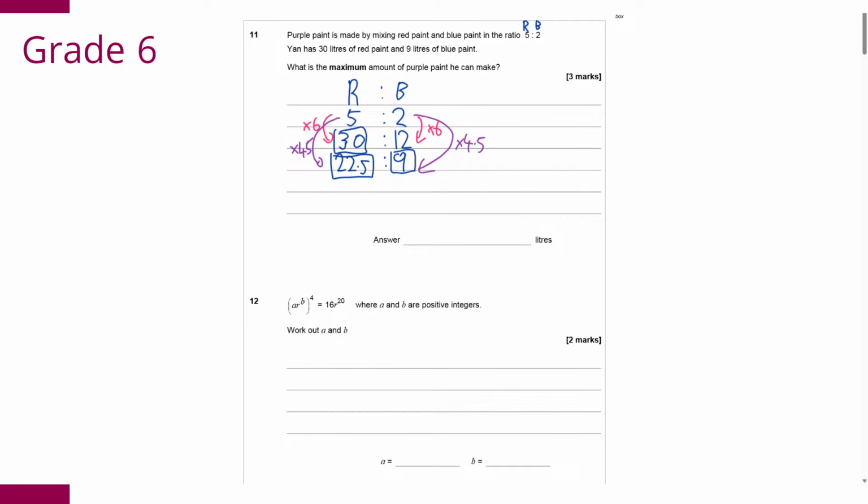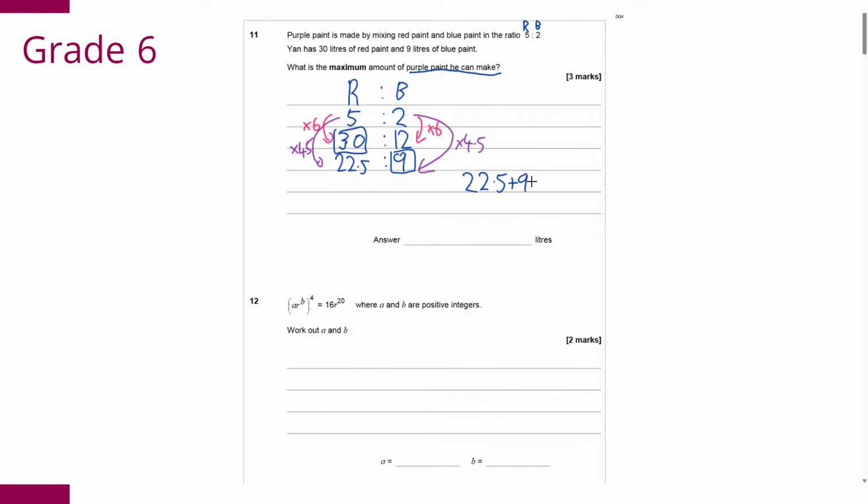I don't know why I've circled. I don't. That doesn't even make sense. Okay, so how much can he use? How much purple paint can he make? Now, we haven't really answered the question. We know that as soon as he makes 9 litres of blue paint, he will run out of blue paint. In that, he will have made 22.5 red. So how much purple will he have made?